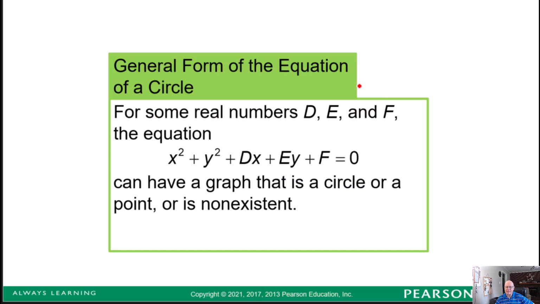Now that was the center-radius form. This is the general form. Notice one special thing: zeros on one side, everything else is on the left. And you can have a graph that's a circle or a point or is non-existent altogether, which sounds sort of strange, but keep that in mind. 3 possibilities.